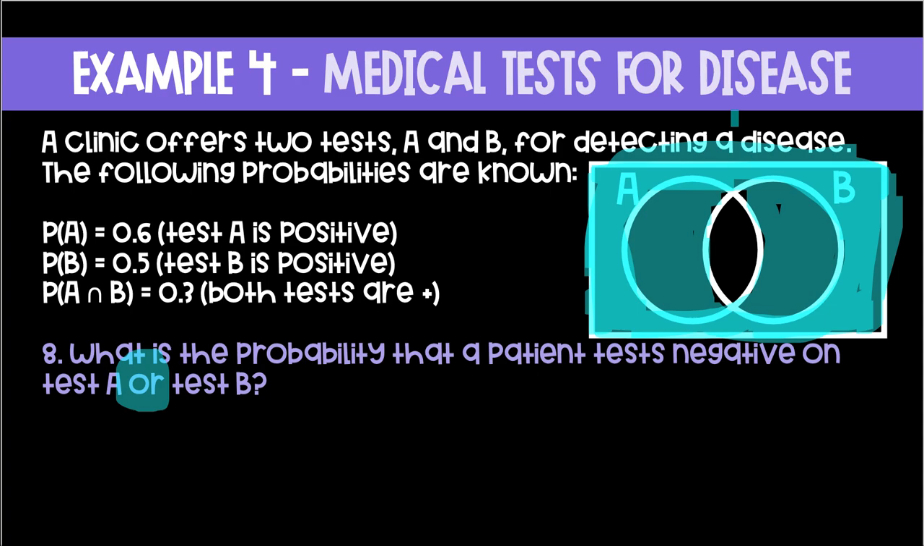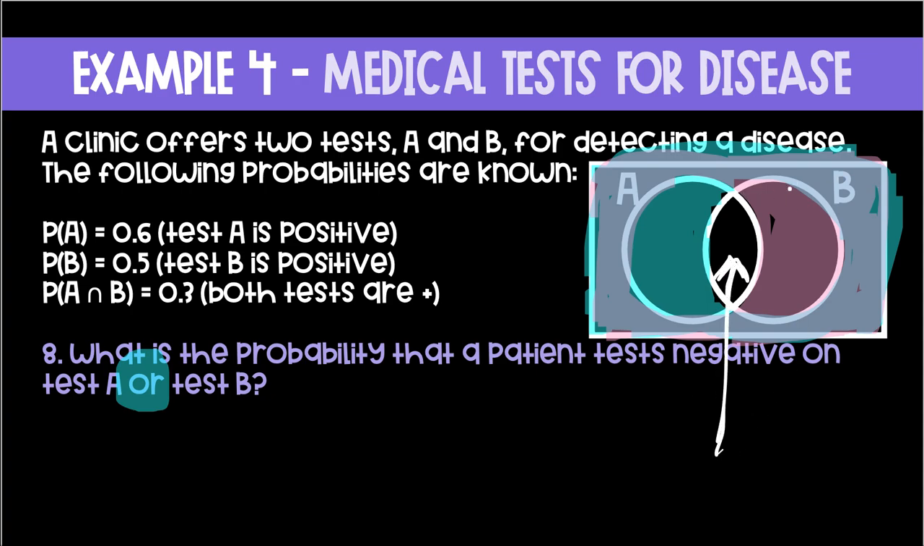Looks weird, but let me choose a different color. Negative on test A would be outside of A. Sorry, outside of A, everything on the outside. Since it's either negative on A or negative on B, or both, negative A and B, it would be both combined, which means the only piece that is left out is this one right here.